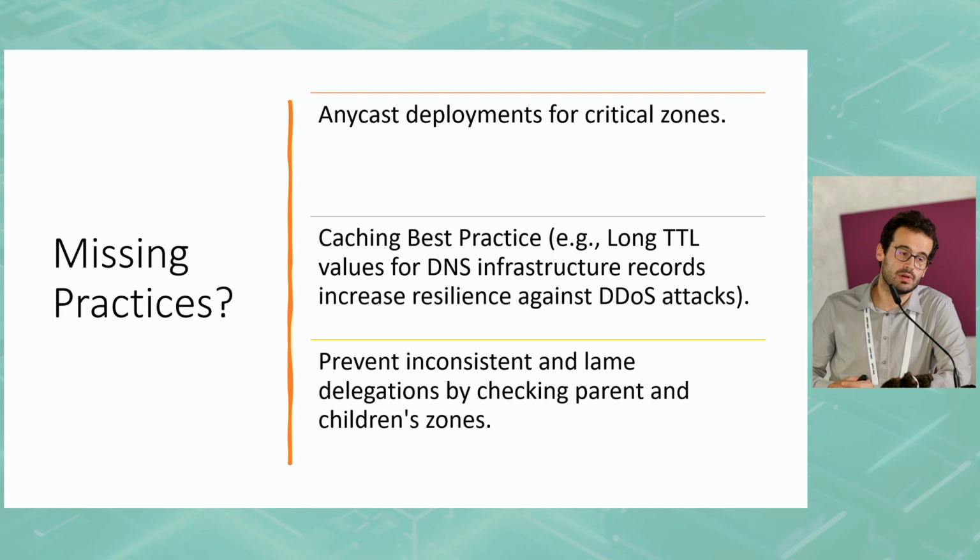Also, there is no mention about caching best practices. For example, think about using long TTL value for your DNS infrastructure record, for your name server record to increase the resilience against DDoS attack. And the last practice that is missing, I think, is to check the consistency between parent and child zone in your DNS authoritative name server. This will prevent, for example, inconsistent delegation or lame delegation.